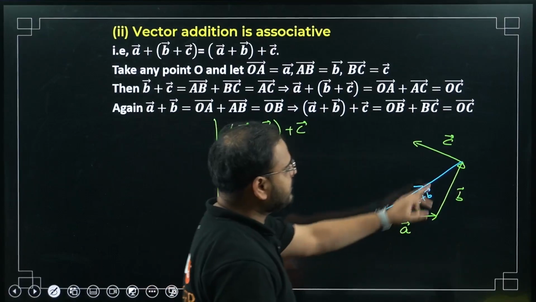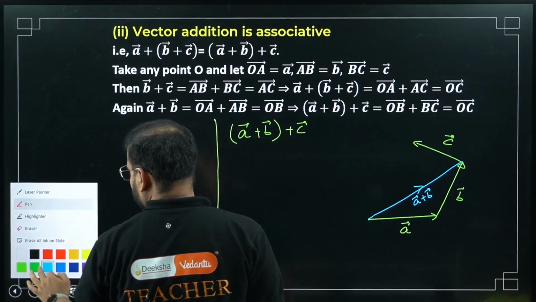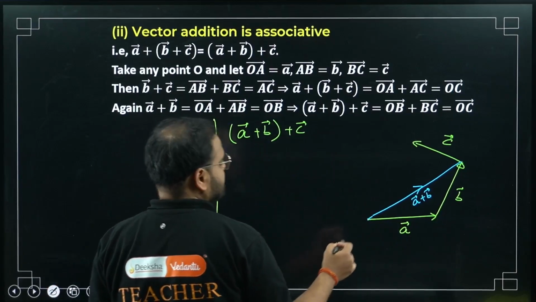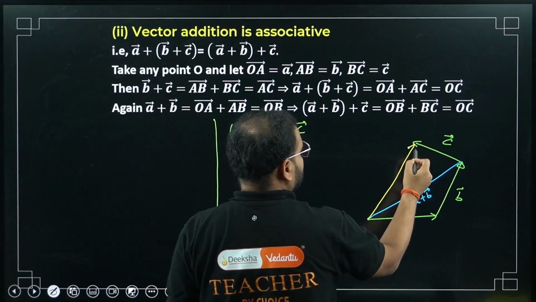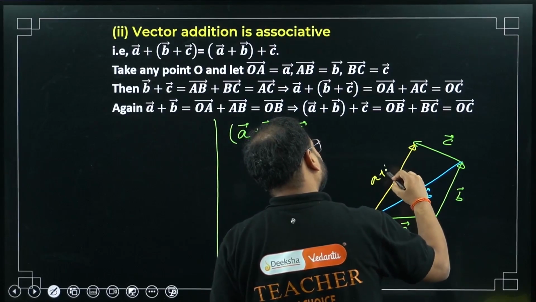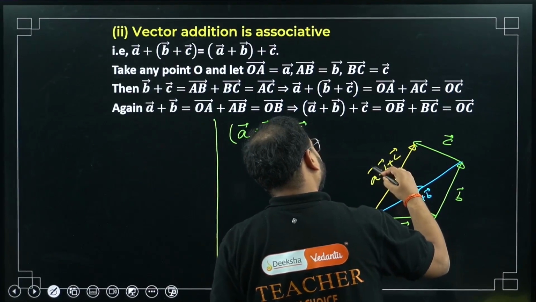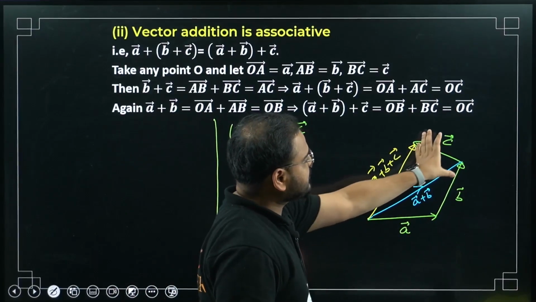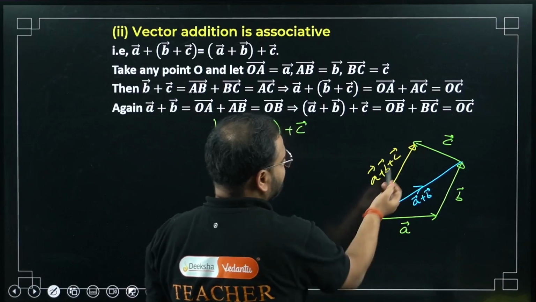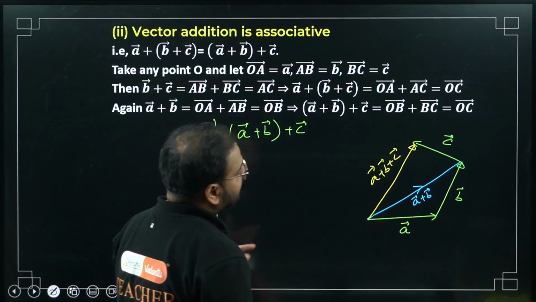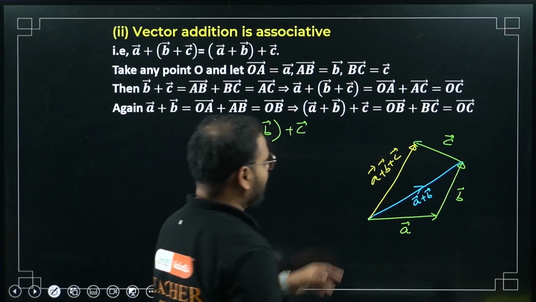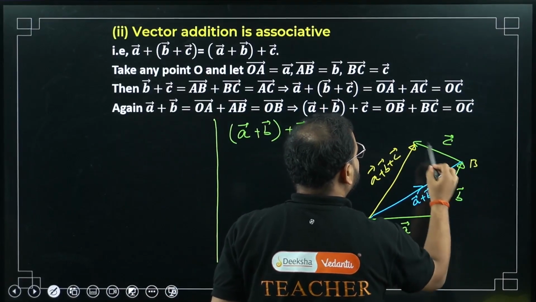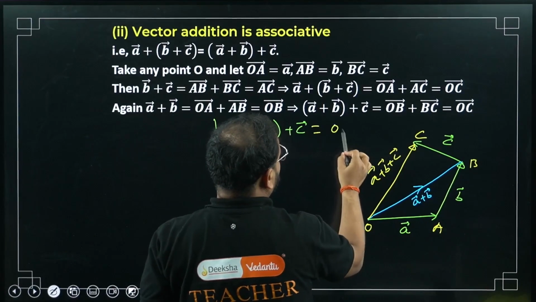Now to add A plus B with C, what do you have to do? You have to join this line. What is this going to be? A plus B plus C. First A to B, triangle of addition. Again, this vector plus this vector, again triangle of addition. So I can write it as A plus B plus C. From this I am reaching the same point. If I write the points also, O, A, B, C, what's the answer? Again OC.